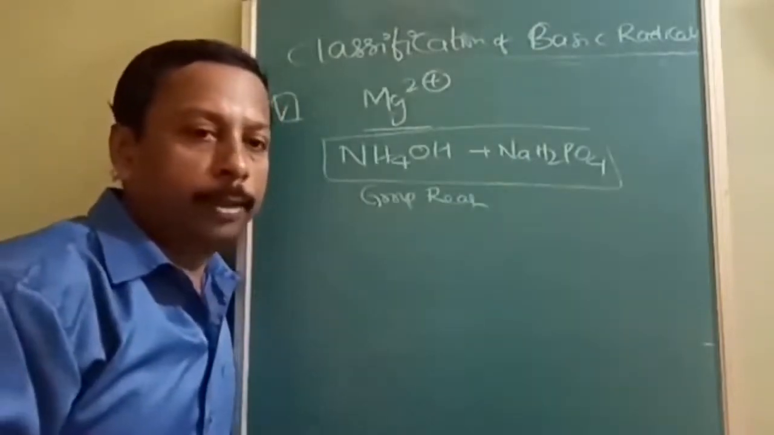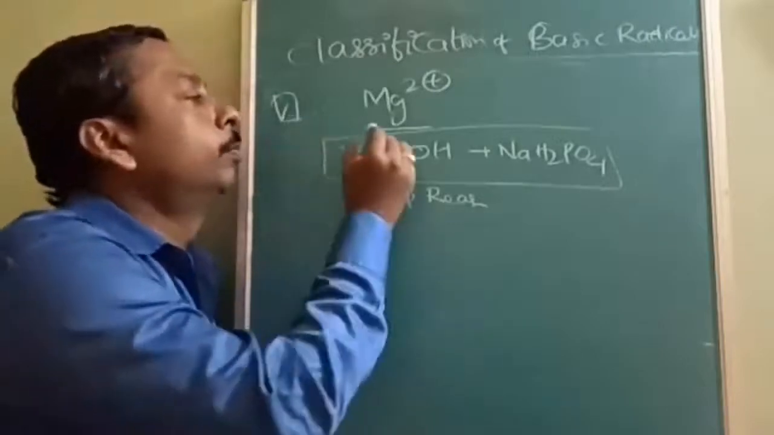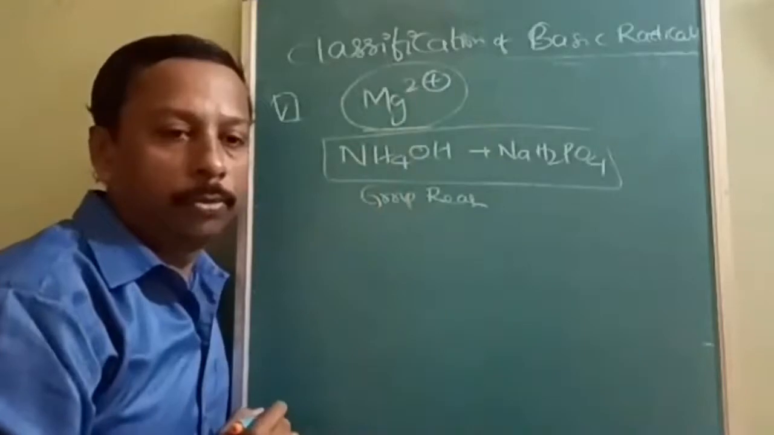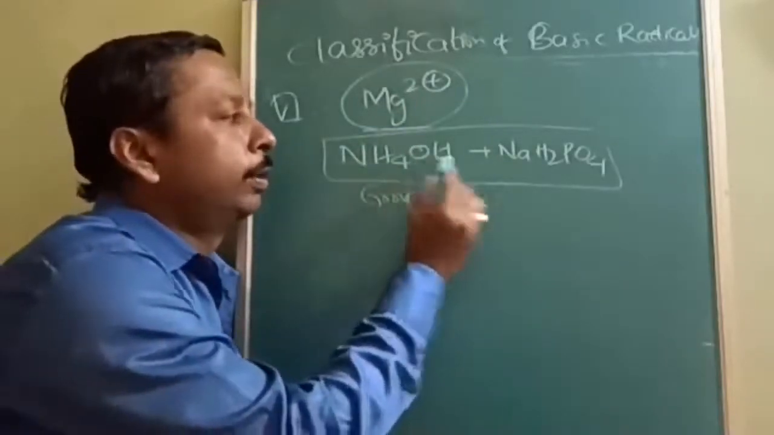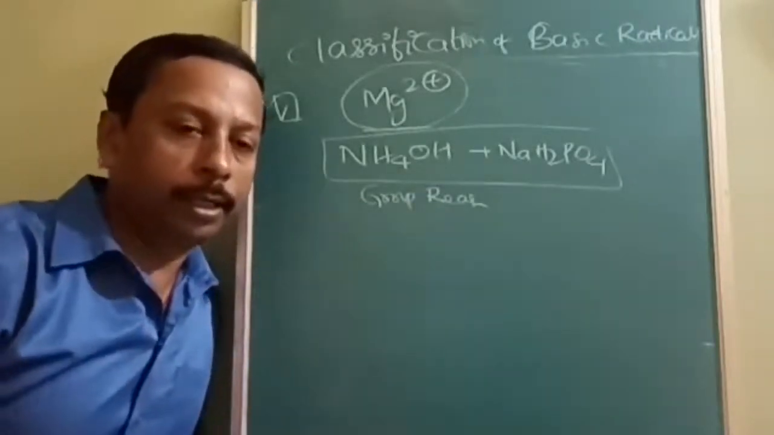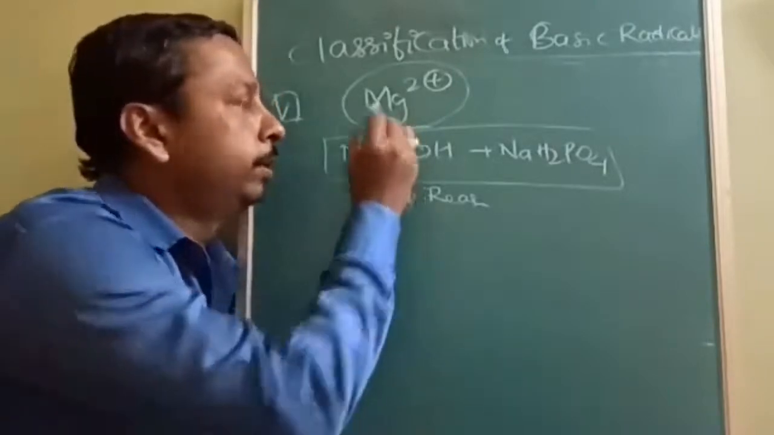Next, coming to the last group. The sixth group contains only magnesium 2 plus. It consists of ammonium hydroxide and sodium hydrogen phosphate, NaH2PO4. So this is the group reagent added to it.